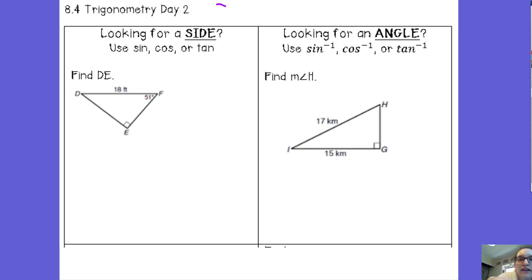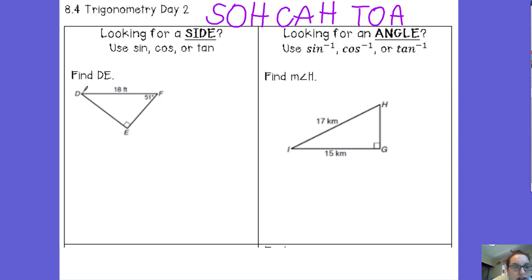So I'm going to start by writing SOHCAHTOA at the top of my paper because that's always my reference. I am wanting to find side DE in this right triangle. So I'm going to go ahead and call that X. I know that my angle is 51 degrees. So if I'm using that as my theta, then X would be the opposite side.